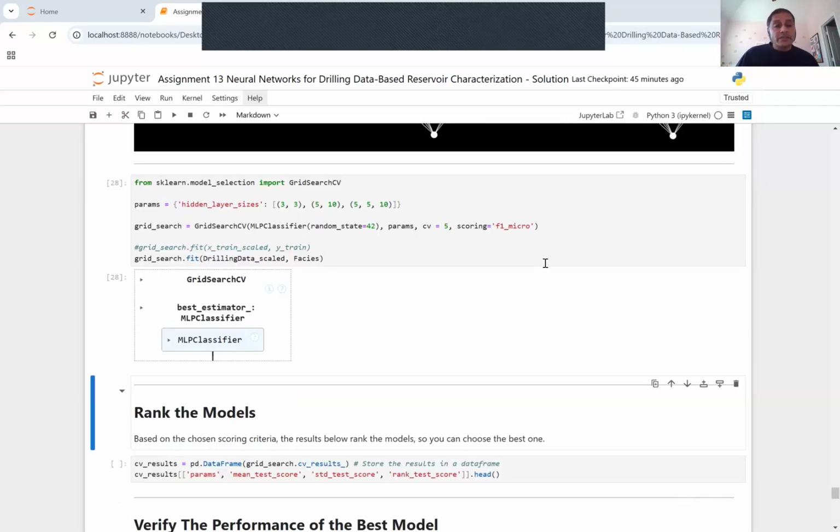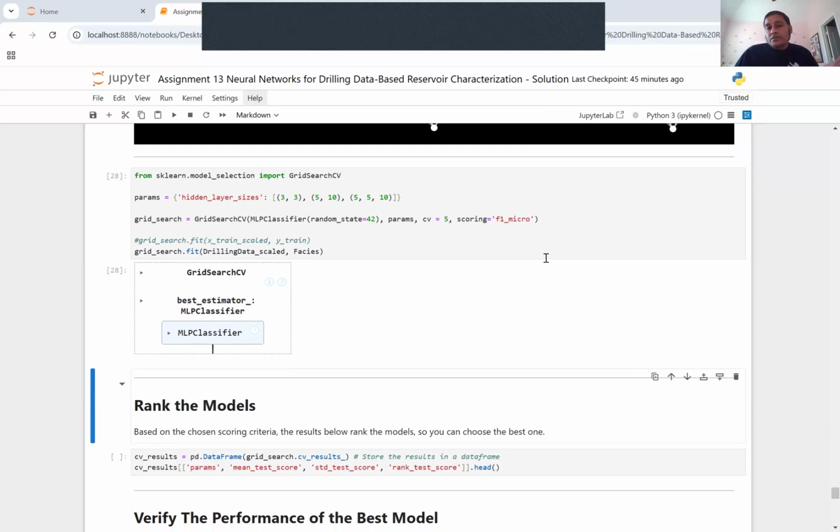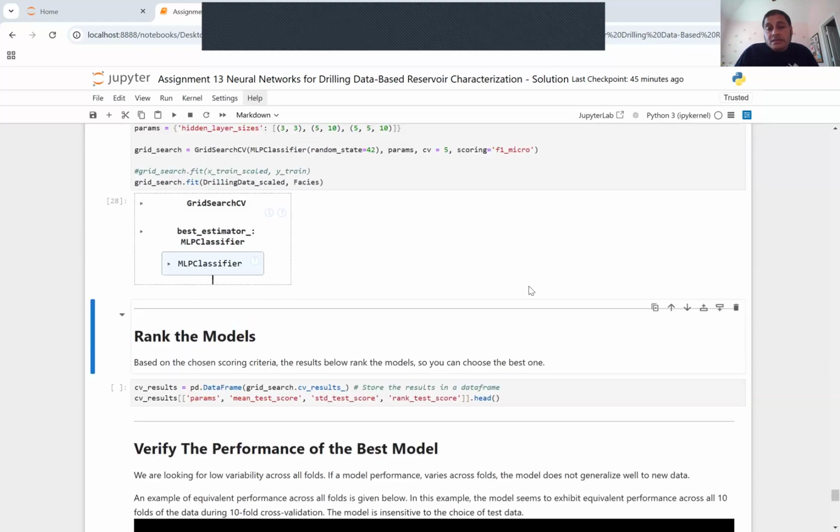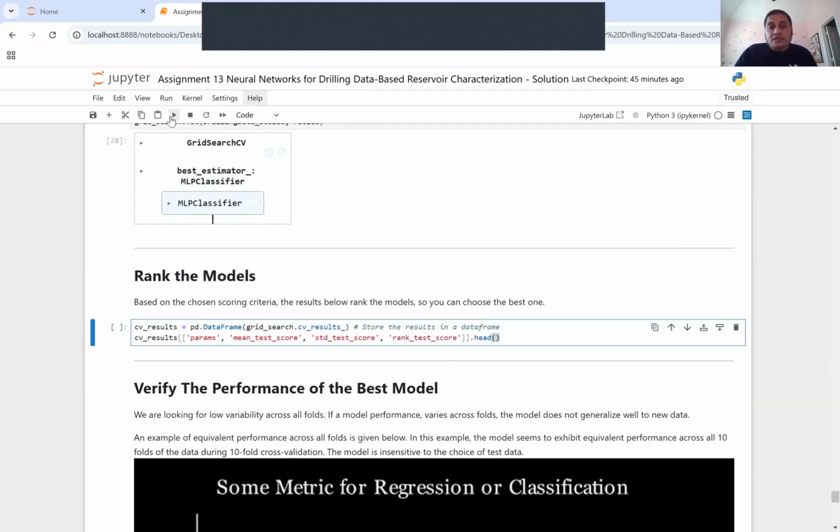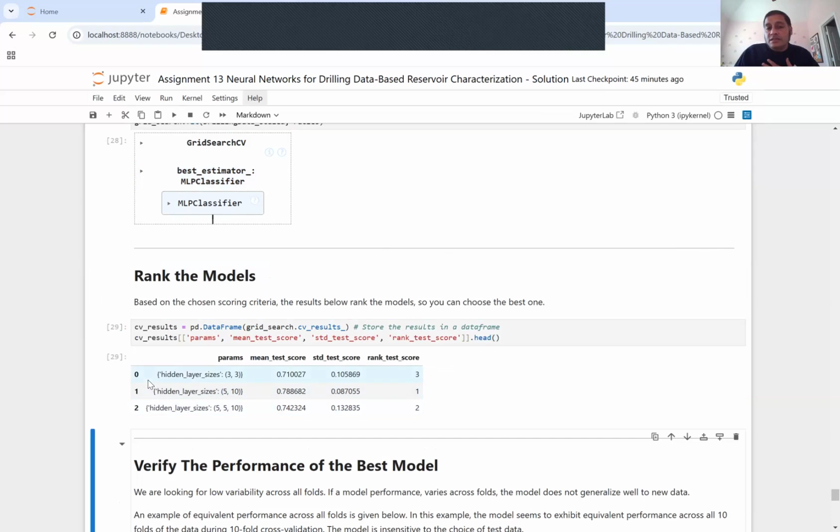Now we're finally done with that. And of course, we've tried the 3 different models with 5-fold cross-validation. We don't know which one is the best. So let's go ahead and see which one is the best. So what I have is model 0, which had 3 neurons in the first layer and 3 neurons in the second layer. Gave me an average F1 score of 0.71, and it's ranked the third best model. And the best model actually had 5 neurons in the first layer, 10 neurons in the second layer, with an F1 score of 0.8 approximately, and that was ranked number 1.